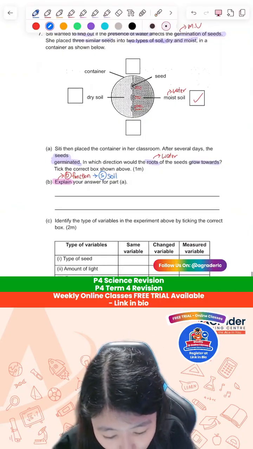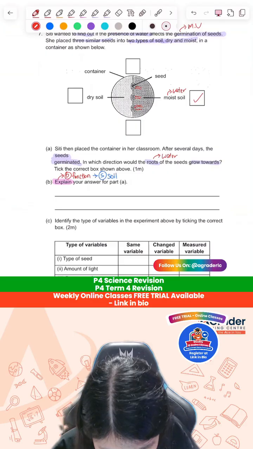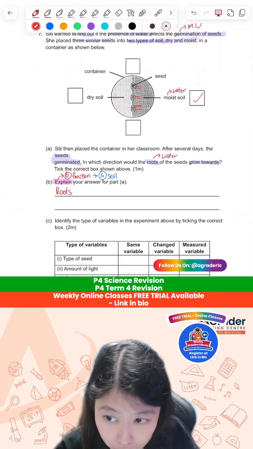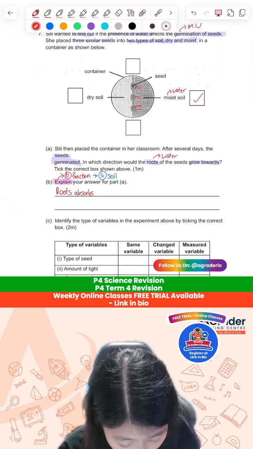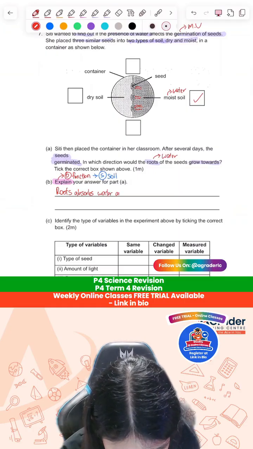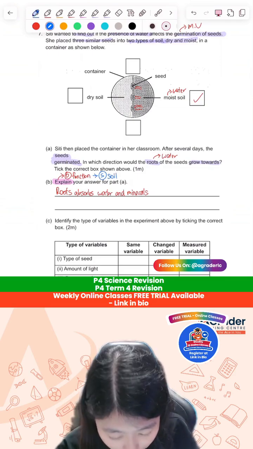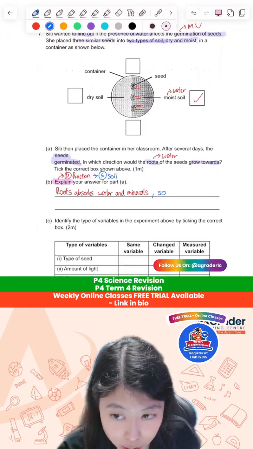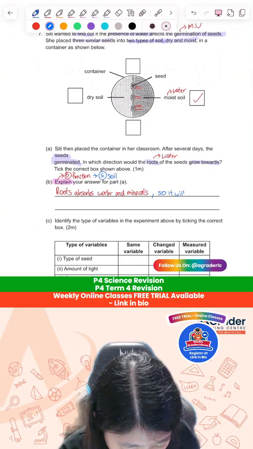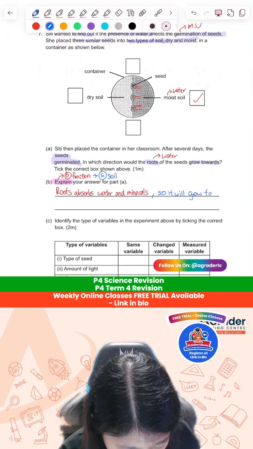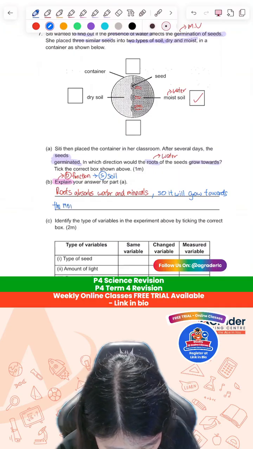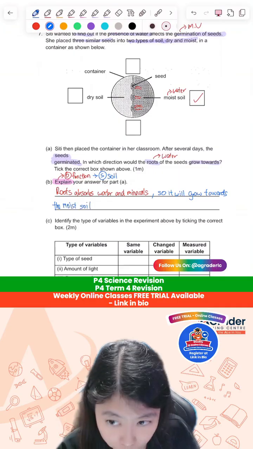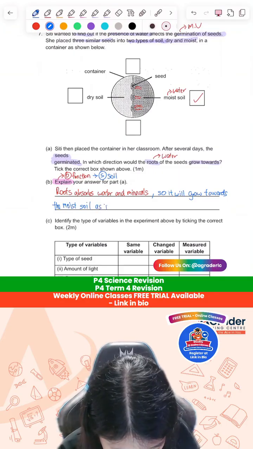So for this, talk about the function. You have to say that roots absorb. If you say absorbs or takes in, it is fine. Water and minerals. Then your second part, talk about the soil. So it will grow towards the moist soil as it contains water.